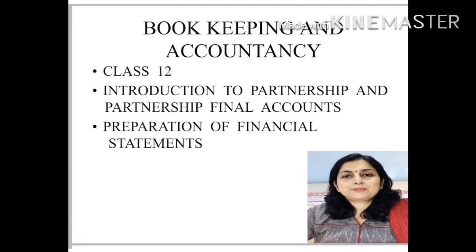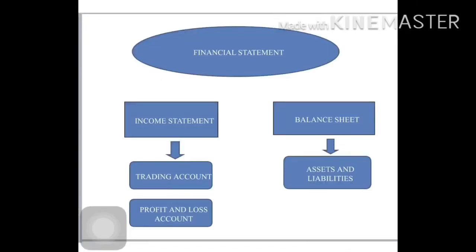What are final accounts? Final accounts are financial statements which are prepared at the end of each year. Financial statement is divided into two parts, the income statement and the balance sheet. Income statement further comprises of trading account, which is made on the basis of direct expense and direct income, and profit and loss account, which is made on the basis of indirect expense and indirect income. The result of trading account is gross profit or gross loss, and the result of profit and loss account is net profit or net loss. Balance sheet is a statement which shows all the assets and liabilities of the firm.